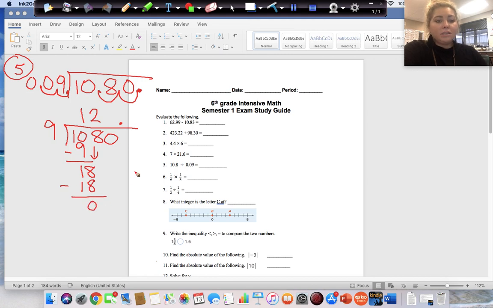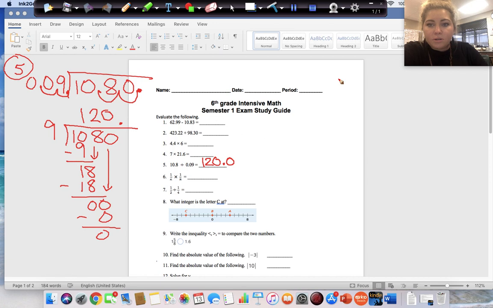Sometimes students want to stop here. Remember, if you have numbers right here, you have to have a number directly above it. So we do have a 0 here. Make sure to bring that down. 9 goes into 0 0 times. 0 times 9 is 0. Subtract and we get 0. Now, we have nothing else to bring down, so we are officially done with our problem. You could either just make this 120, or you can make it 120.0. Either one of those would be correct.